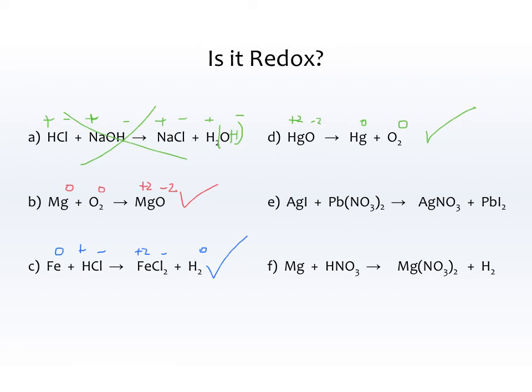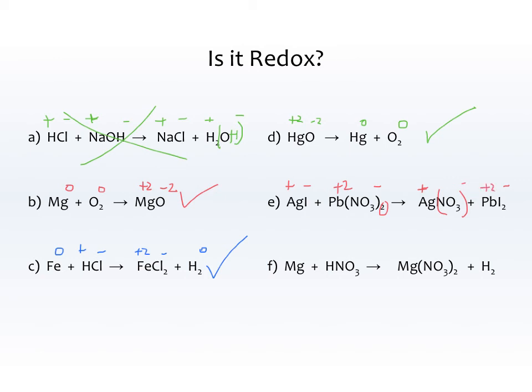Then we have AgI. Ag, remember, is always going to be +1, I is -1. Nitrate as a group is -1, so lead has to be +2 in this case because there's 2 nitrates. Silver's always +1. Again, notice there's a nitrate there, which is -1. And then iodine is -1. It's the more electronegative of the 2, so I know that one automatically. There's 2 of them, so lead is +2.